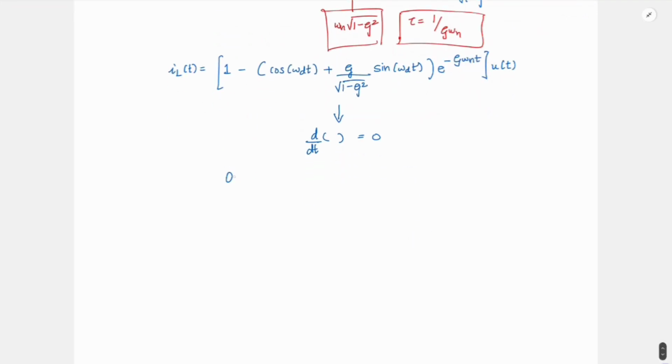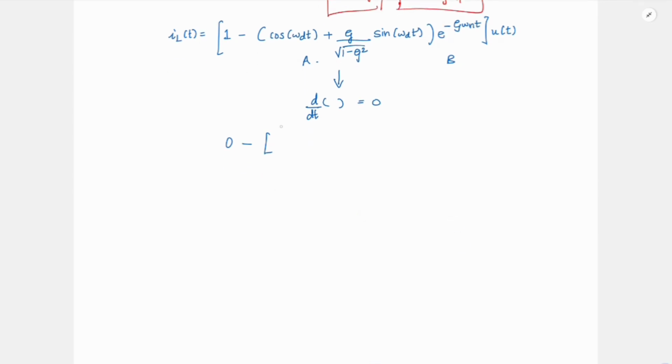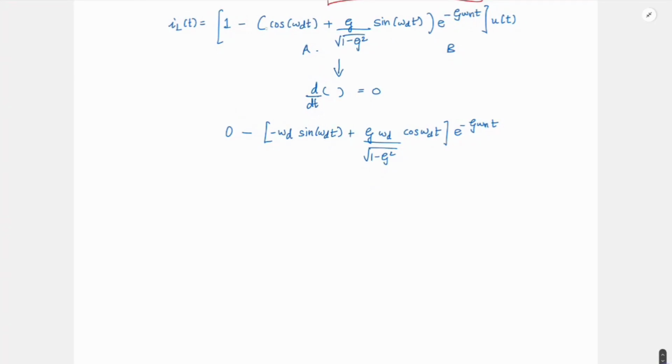So d by dt of 1 is 0, minus d by dt of this term. This is like a into b form, so I have to do dA by dt into b plus a into db by dt, the uv form. If I differentiate the first factor, I get omega d into minus sine omega d t, plus here it is cos only, with omega d extra divided by root of 1 minus zeta square, so it will be cos omega d t, and I'll have e power minus zeta omega n t. And the next thing, I'll keep the same.